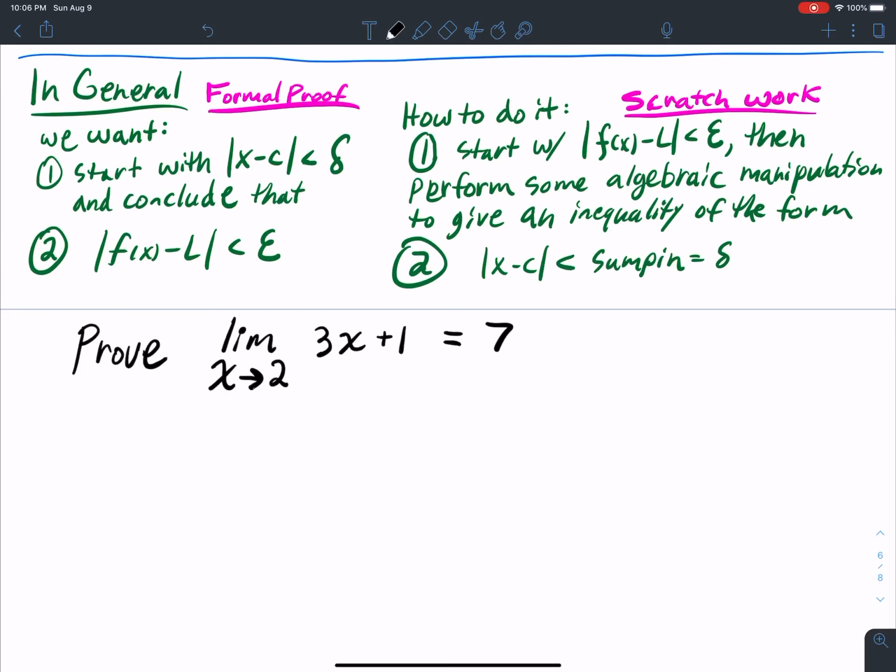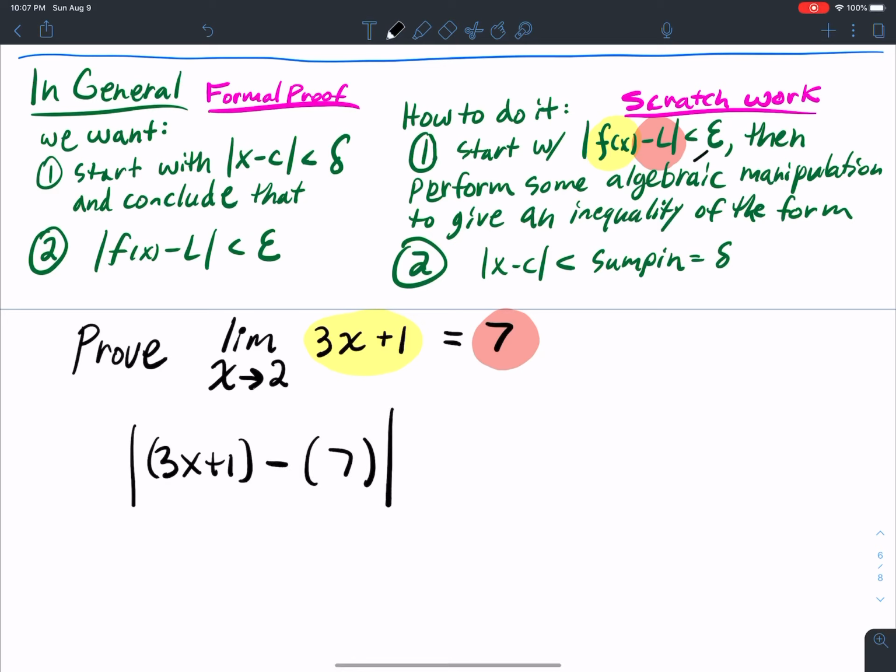So we're going to prove that the limit as x goes to 2 of 3x plus 1 is equal to 7. How do I do that? Well, let's walk through the in general here. So I'm going to start with this right here. So how do I get this? So it's f of x. My f of x is 3x plus 1. Okay, so I have 3x plus 1. Okay, and then I do minus L. So my limit is L. So minus L. And then that's less than epsilon.